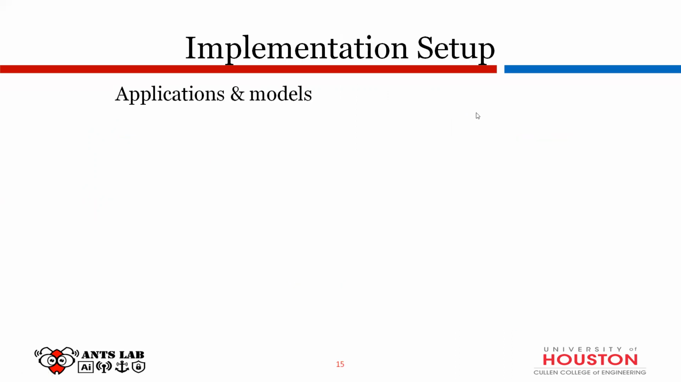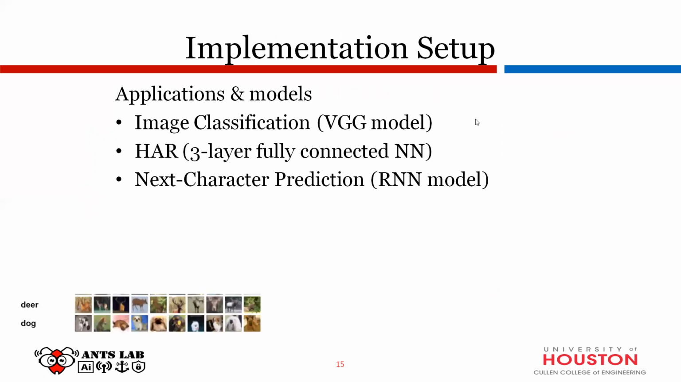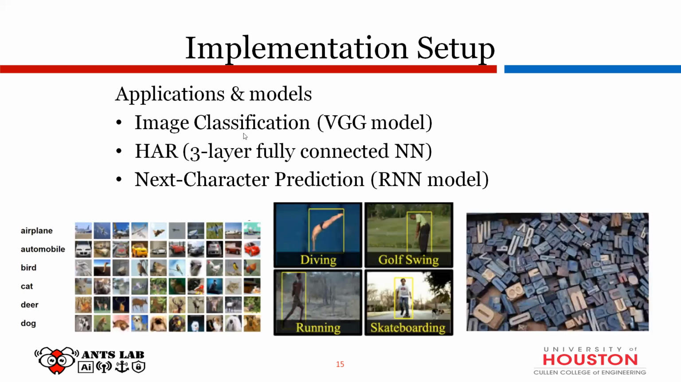We would have the application and model. So they have these three. First is image classification, which is based on the VGG model; the human activity recognition, which is based on a 3-layer fully connected neural network; and the next character prediction, which is based on an RNN model. So these are the 3 applications they do, and that is their implementation setup in terms of applications.